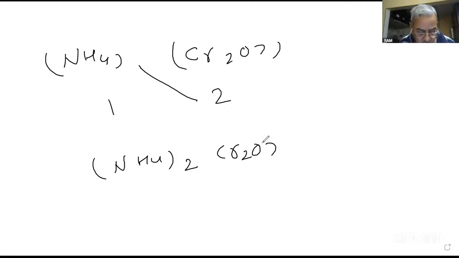Because chromium dichromate is having 2 valency, so it will be like this. This 2 will be crossing. There is some mistake, I just forgot to write the 2. So it will become like this. Just write it down.